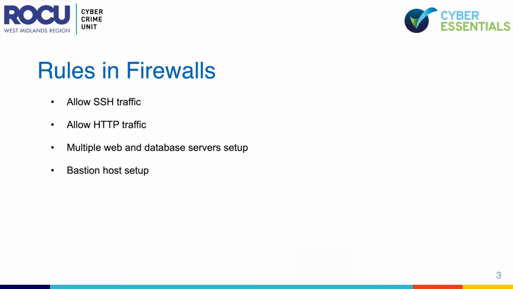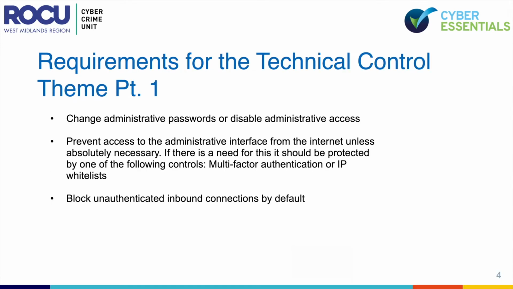Rules in firewalls. Firewall rules allow you to determine what traffic your firewall allows and what is blocked. Here are some practical examples of firewall rules: to allow SSH traffic, allow HTTP traffic, to have multiple web and database servers set up, and also to allow Bastion host setup. Cyber Essentials requirements under Technical Control, Part 1.